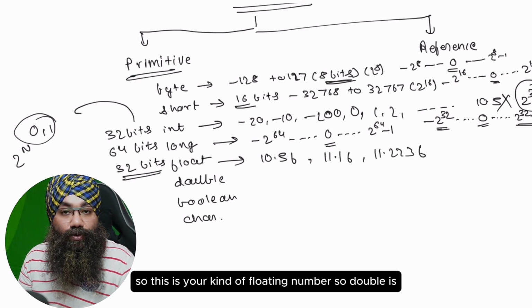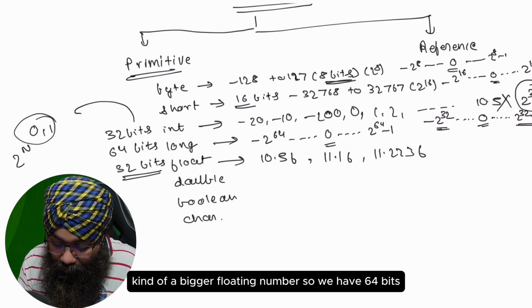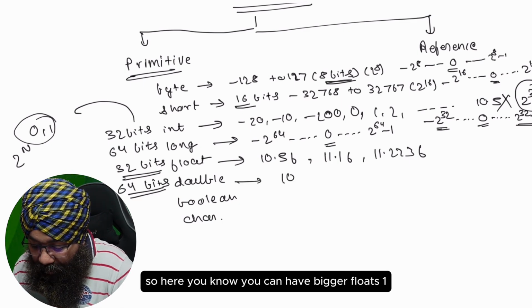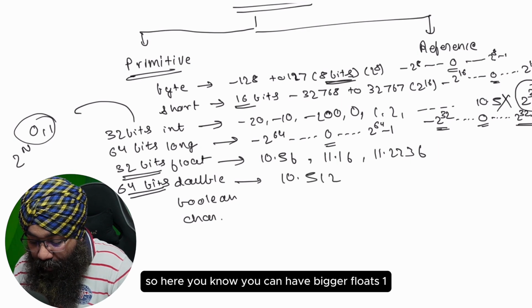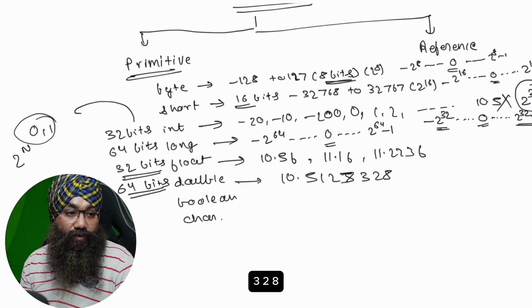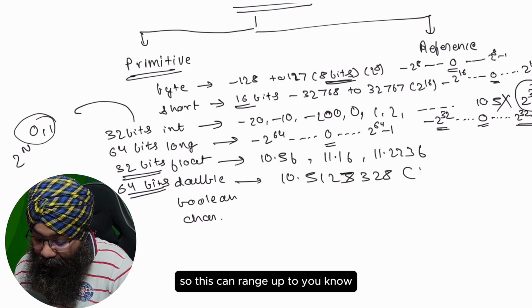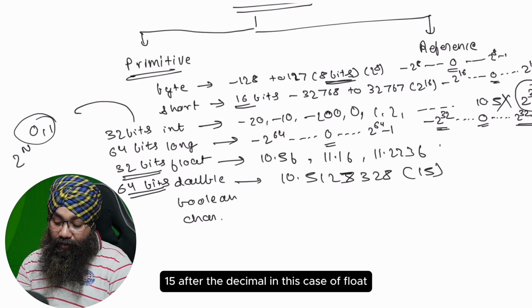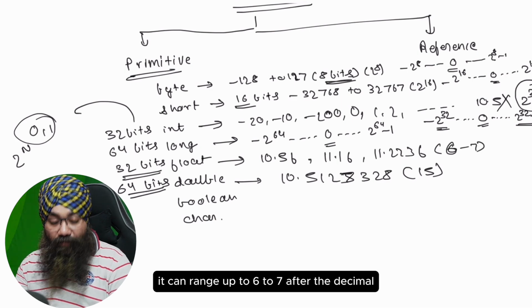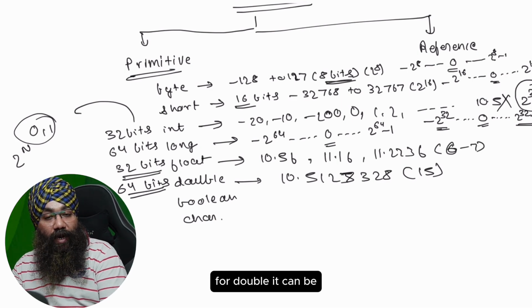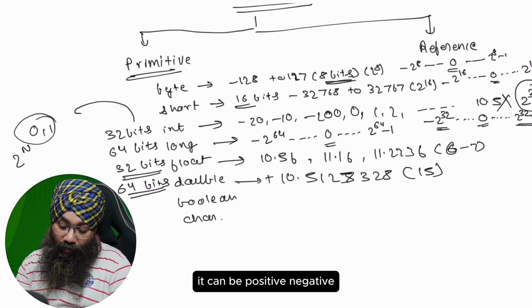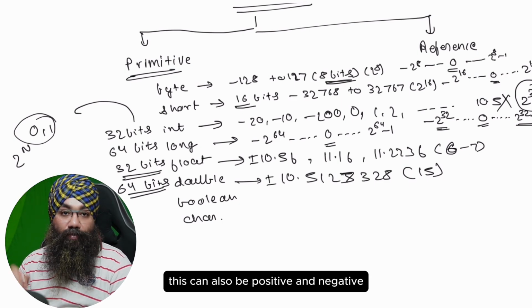So double is a kind of bigger floating number. We have 64 bits. So here you can have bigger floats, like 12577328. This can range up to 15 digits after the decimal. In the case of float it can range up to 6 to 7 after the decimal, but for double it can be a bigger floating number. It can be positive, negative, both. Similarly, this can also be positive and negative.